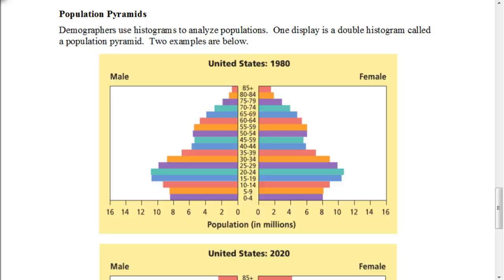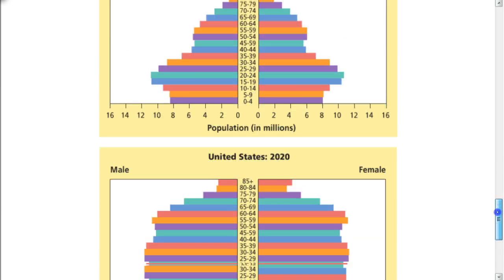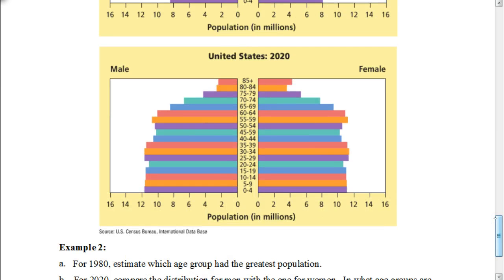It's kind of like a stem and leaf plot, if you're familiar with those that you might have seen in the past. And then they did the same thing with the predicted data for the year 2020, comparing again the male and female.